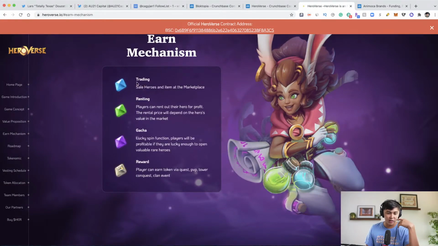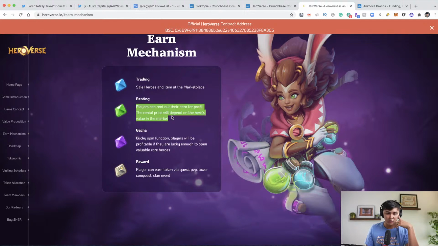Okay, earn mechanism. So trading: sell heroes and items at the marketplace. One thing in this mechanic, if you're new to this NFT gaming space, is that you get these cards or heroes, and then you can either use them to play and possibly earn, or you can just sell the heroes once you get them on the secondary marketplace, and then you can get crypto for that, and then you can take that crypto and swap it out for another currency. So that's more tokenomics, and that's kind of what they're talking about here in terms of earn mechanism.